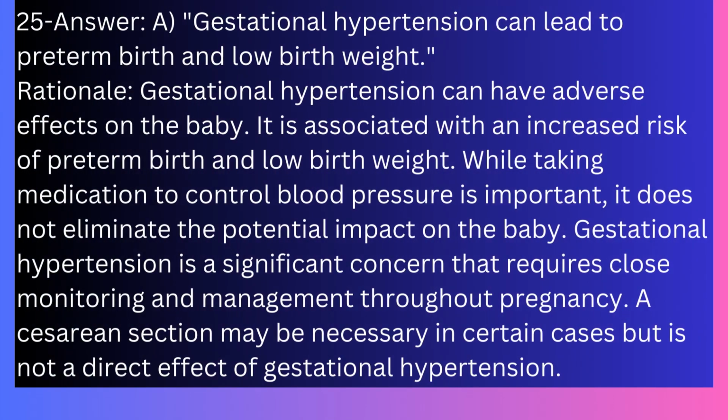The answer is A. Gestational hypertension can lead to preterm birth and low birth weight. Gestational hypertension can have adverse effects on the baby. It's associated with an increased risk of preterm birth and low birth weight. While taking medication to control blood pressure is important, it doesn't eliminate the potential impact on the baby. Gestational hypertension is a significant concern that requires close monitoring and management throughout pregnancy. A cesarean section may be necessary in certain cases, but is not a direct effect of gestational hypertension.